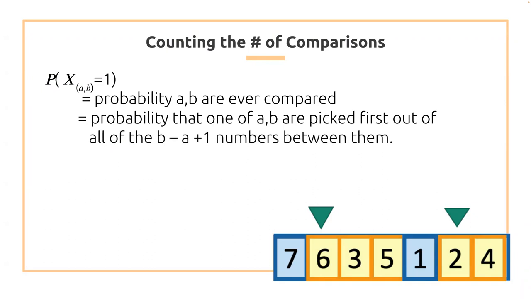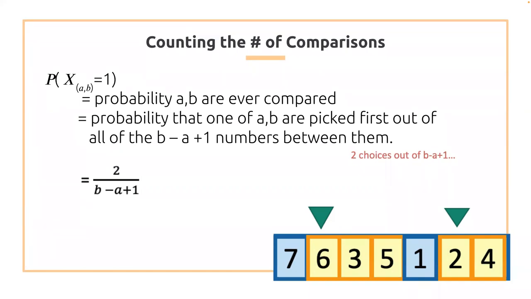So it is the probability that A or B are picked first out of all the B minus A plus 1 numbers. Again, for this specific example, we're assuming that the numbers are 1, 2, 3, 4, 5, 6, 7, 8. That's why the formula works out this way. It works out this way even if you don't assume the numbers are 1 through 8. So there's 2 choices out of B minus A plus 1, which is basically what you guys are saying.